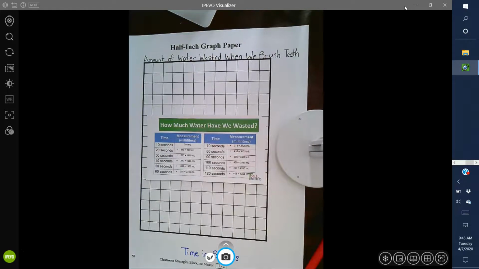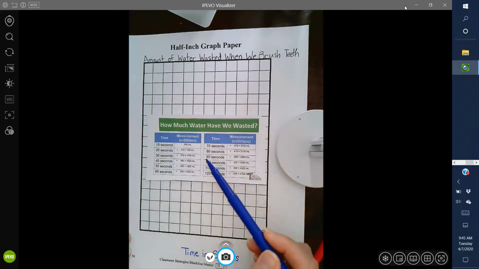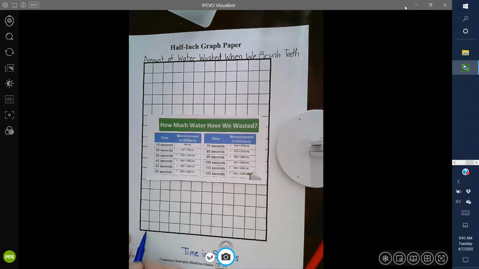Now, let's see. We measured all the way from 10 to 120 seconds. So if I marked at each point on here 0, 1, 2, 3, 4, 5, 6, 7, 8, 9, 10, 11, 12, my graph could only be used for 12 seconds. But I need to go all the way to 120 seconds. I'm wondering if I count by tens if that would work instead.